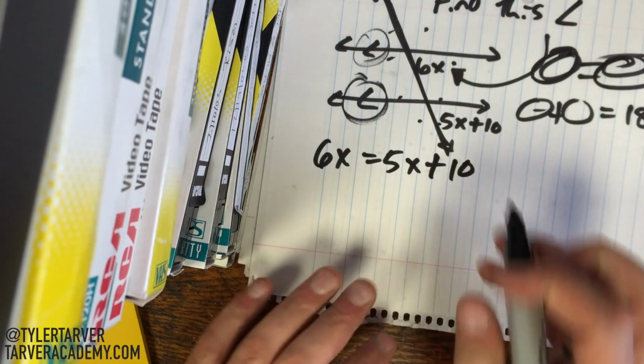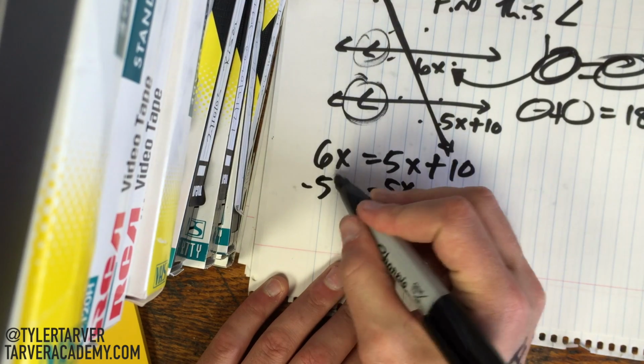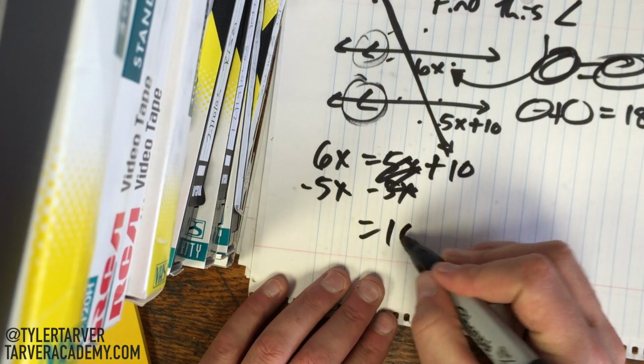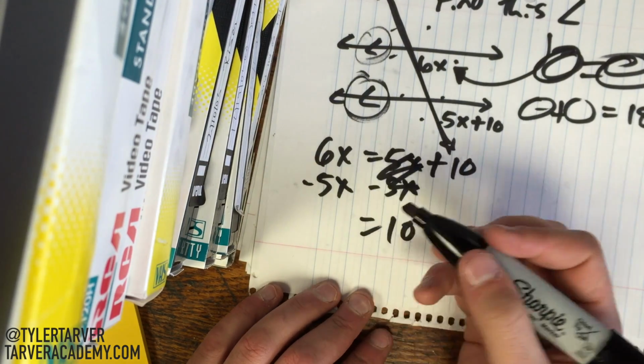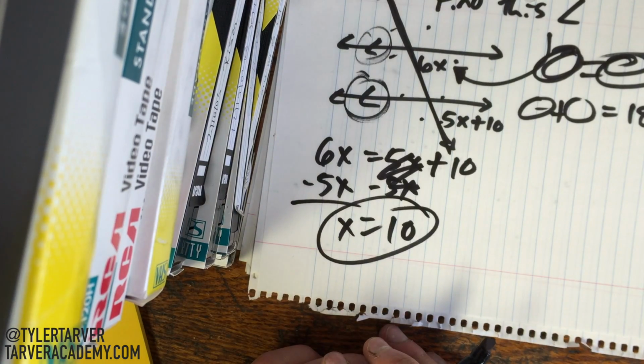Got to get my x's to the same side. I'm going to move the smaller one over. Subtract 5x from both sides. That cancels out. That is 10. And that's 1x, which we know anything times 1 is itself. So x equals 10. And you're done, right?